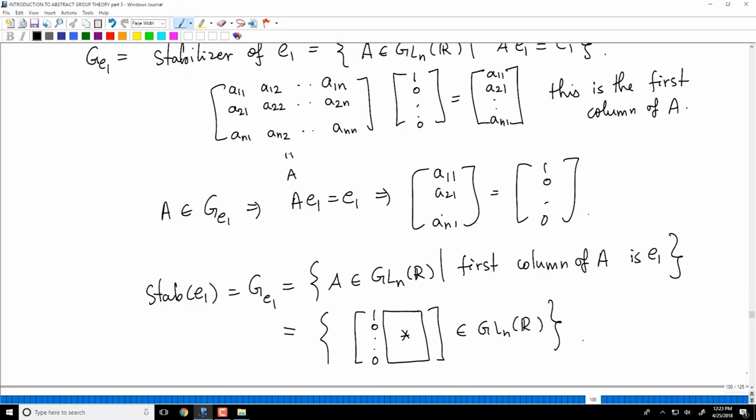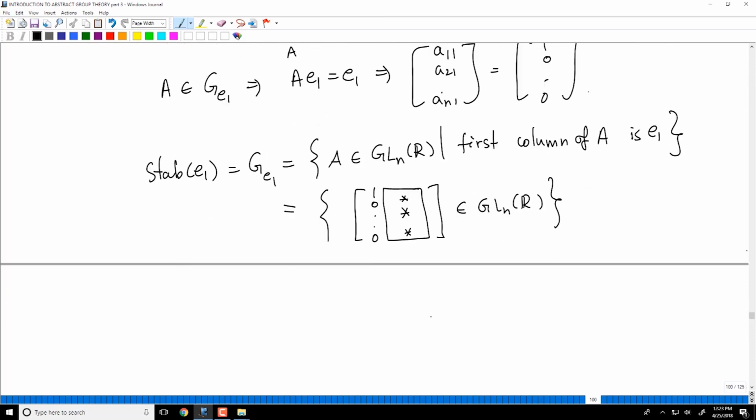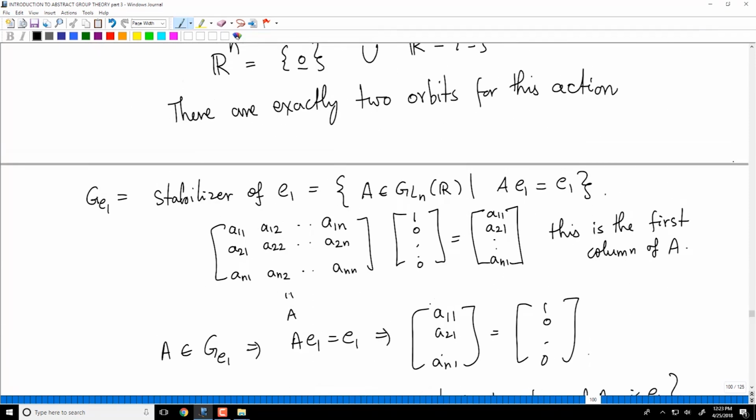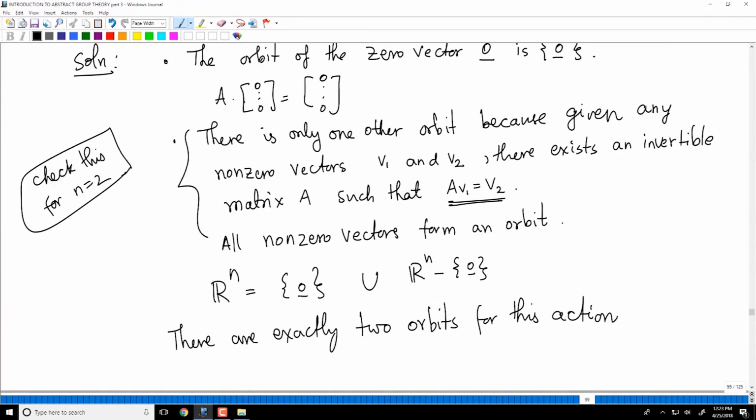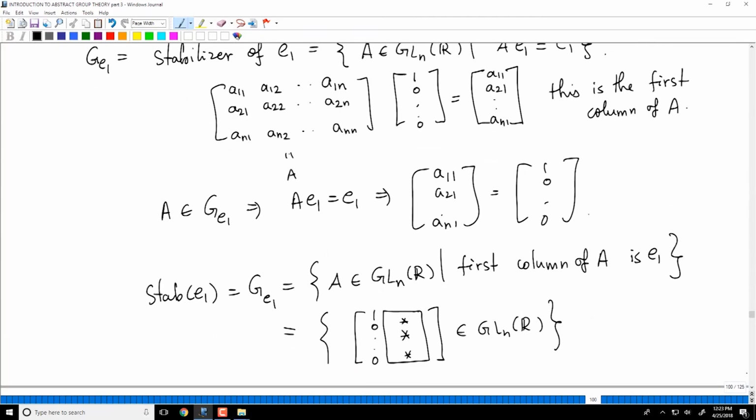So the stabilizer of E1 is this, because remember there is no condition on A12, A1n, A22, A2n, An2, Ann. They do not contribute to the product at all. So they can be anything. The only condition is that the first column must be 1, 0, 0, that is E1. This is arbitrary. Star means it can be anything, but in a way that this whole matrix forms an invertible matrix. So this is the stabilizer of E1. So this is the problem, right? We have shown that the orbit decomposition is the 0 vector union the non-zero vectors, and we have computed the stabilizer of E1.